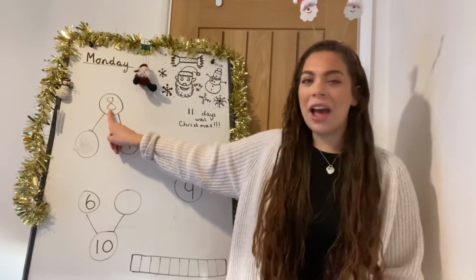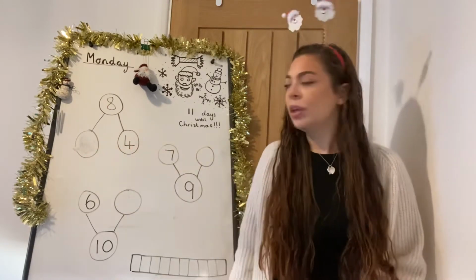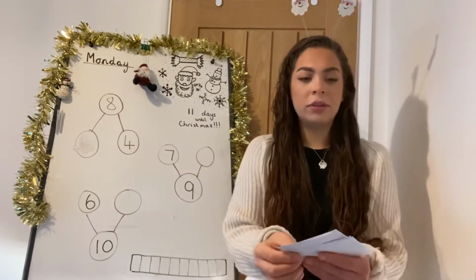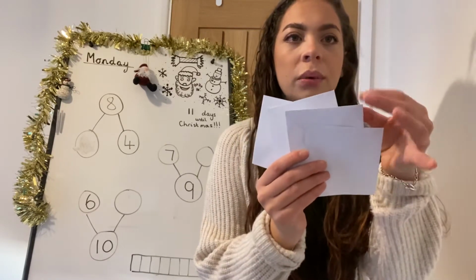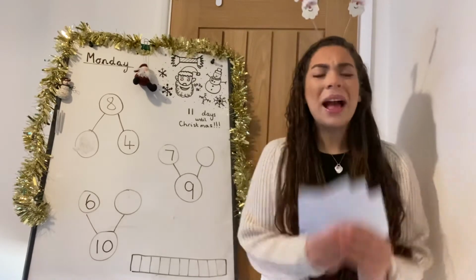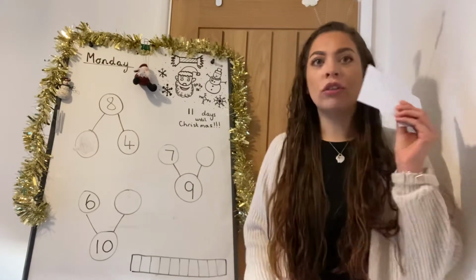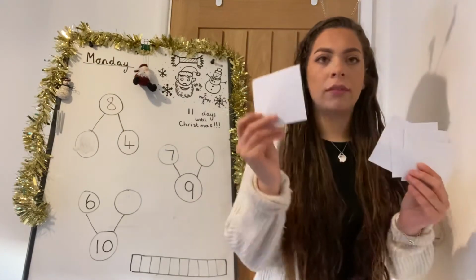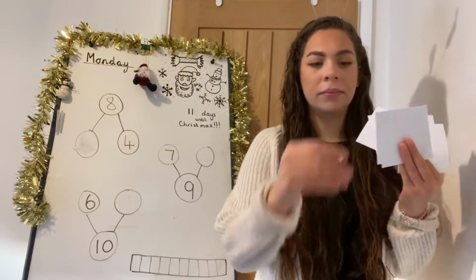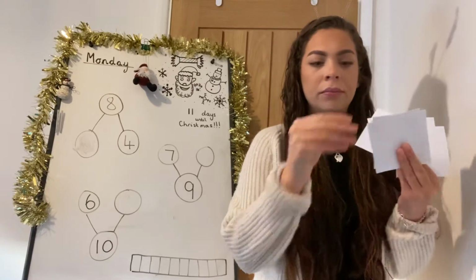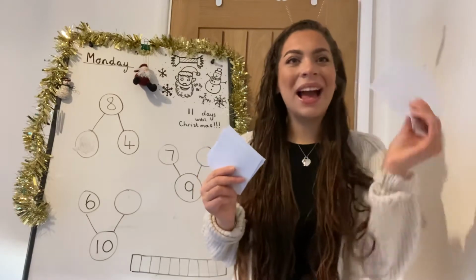This one tells us that we've got 8 as our whole and 4 as one of our parts, so we need to find the other part. So I'm going to start with 4. I'm going to pick up 4 Christmas cards. 1, 2, 3, 4. Now how many more Christmas cards do I need to add on to reach 8? Well, let's see, I've got 4, 5, 6, 7, 8. Well, I've reached 8 now, so let's see how many I added onto my 4.